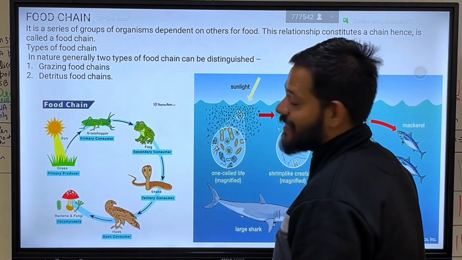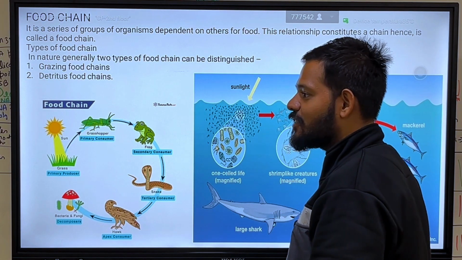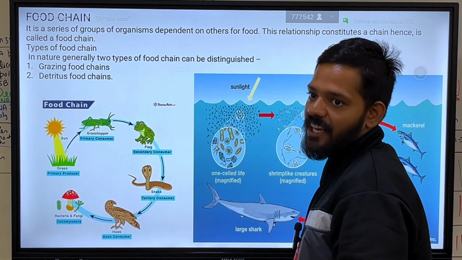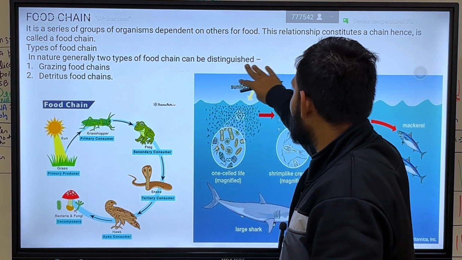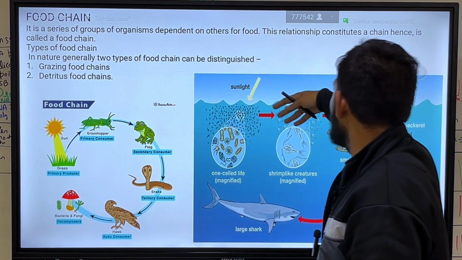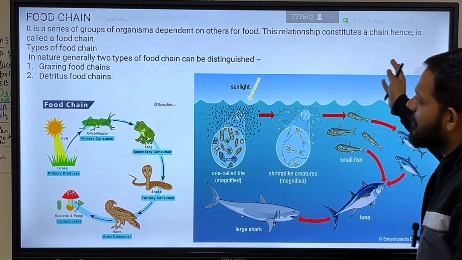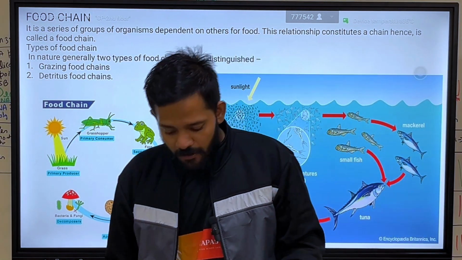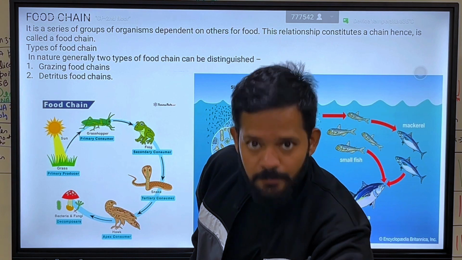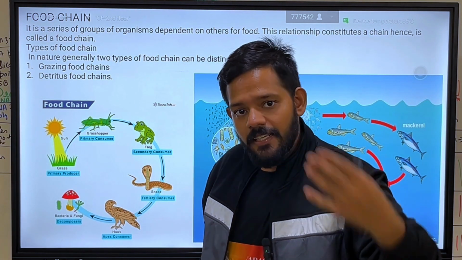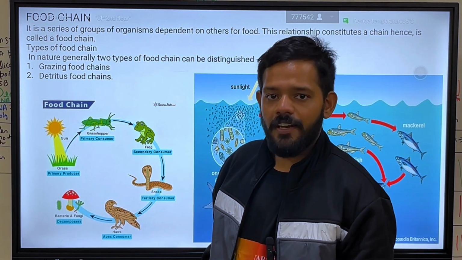Okay. Now next is your food chain. Now we are going to see the energy flow in the form of a chain. So it is a series of groups of organisms dependent on each other for food. This relationship constitutes a chain, hence it is called a food chain. When one organism is dependent on another organism for food, we can say that it is a food chain.